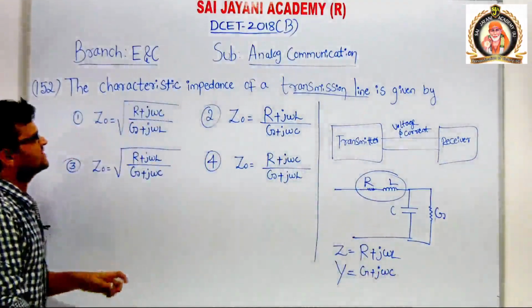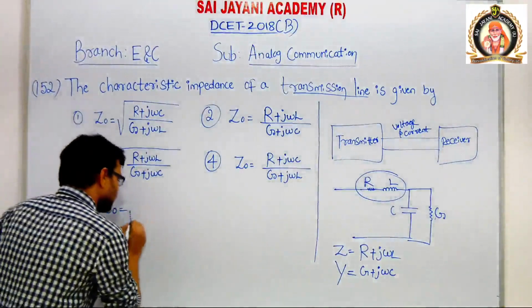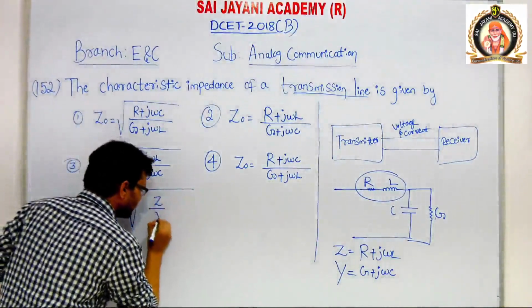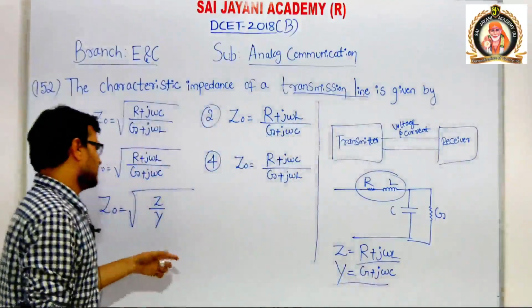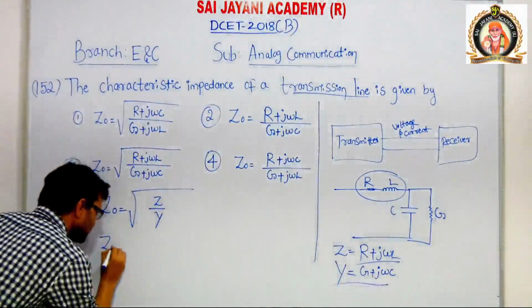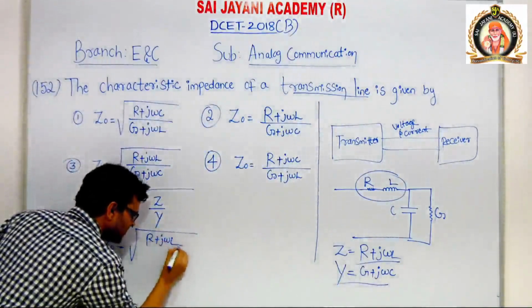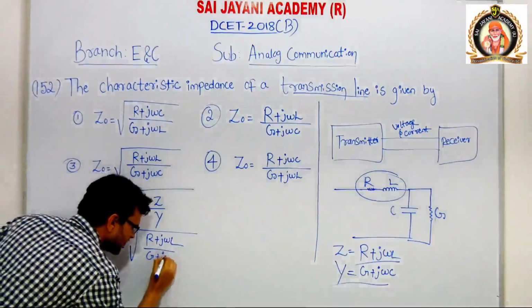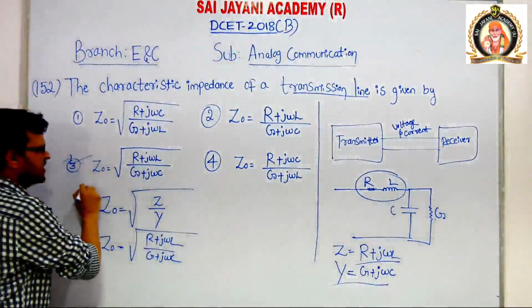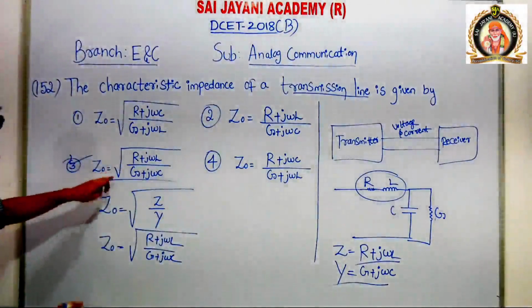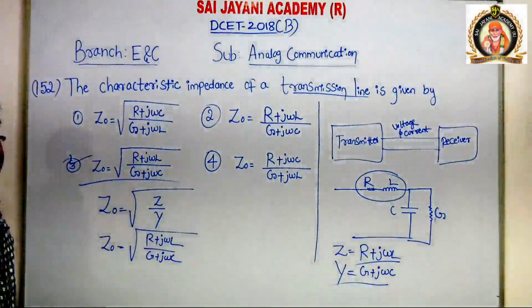The characteristic impedance is defined as Z naught is equal to square root of Z by Y. If you substitute Z and Y in this equation, you get Z naught is equal to square root of R plus j omega L divided by G plus j omega C. From the following options, the third option is the right option, that is Z naught is equal to square root of R plus j omega L divided by G plus j omega C.